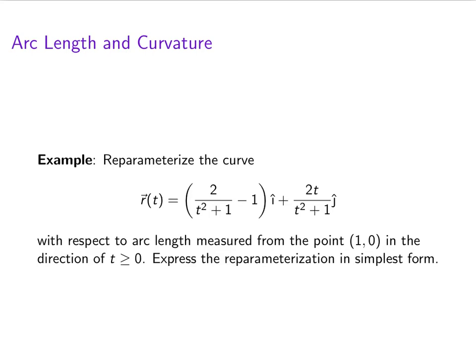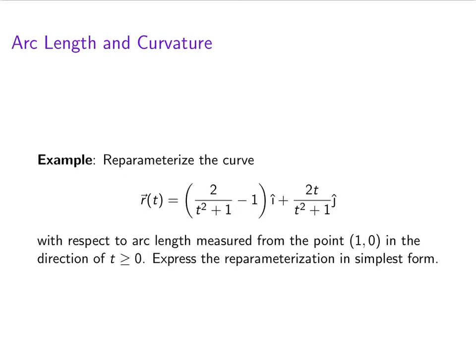Hello, calculus fans. Let's take this curve where the i component is 2 over t squared plus 1, quantity minus 1, and the j component is 2t over t squared plus 1. We're going to reparameterize this with respect to arc length. We're going to measure from the point (1, 0) in the direction of positive t. And we're going to express this reparameterization in its simplest form.